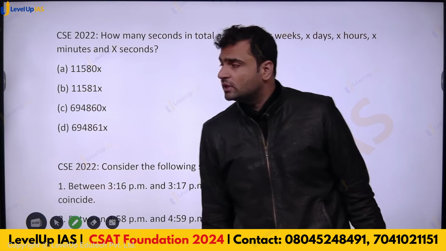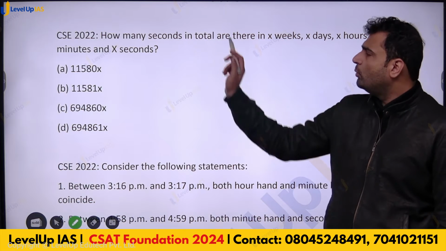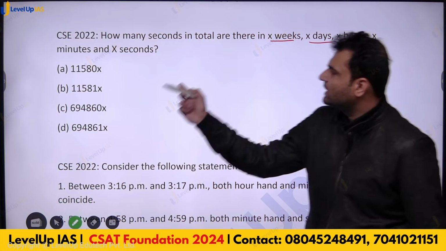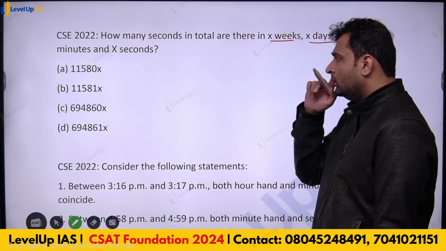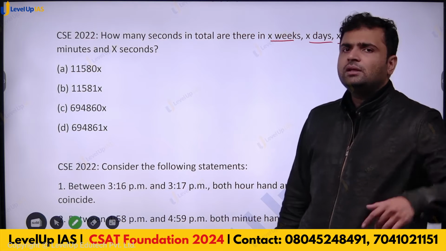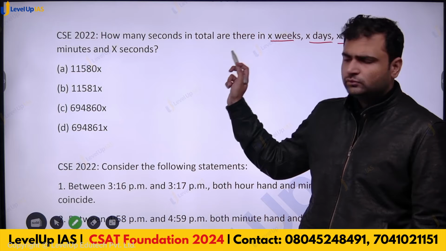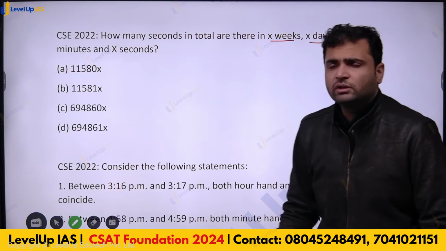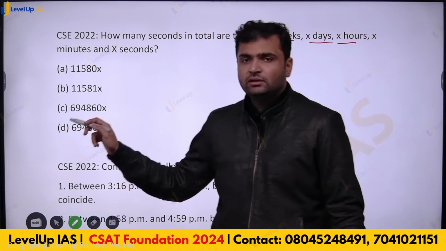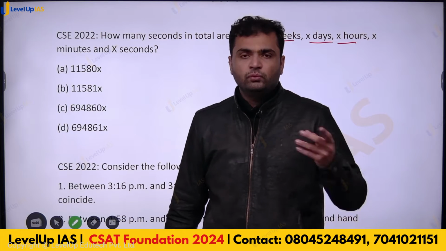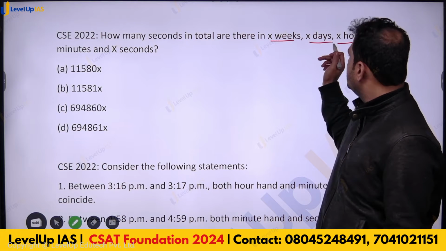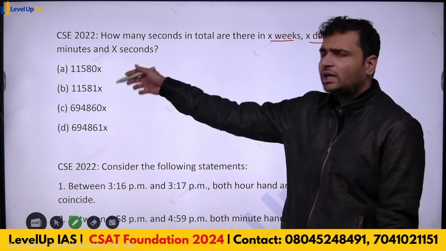For instance, this is a CSE 2022 question. The question was, how many seconds in total are there in X weeks, X days, X hours, X minutes, and X seconds? So simply, if you replace X by 1 and find out the answer, then in X it would simply be that multiplied by X, because everything becomes X times in X weeks, X days, X hours, etc. So seconds also become X times.